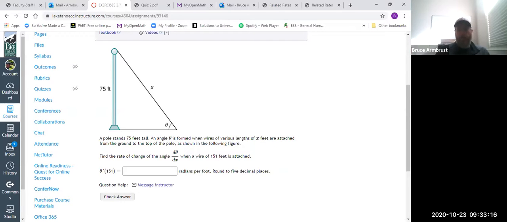All right, so basically we need to start by figuring out an equation for theta that involves x, because if we're going to find this derivative, we need to know how they're related. But we can use trig for this. So think about that angle theta and that guy x. We also have another side, this guy 75. So which trig function relates these two sides, the 75 and the x? Which trig function is that going to be?